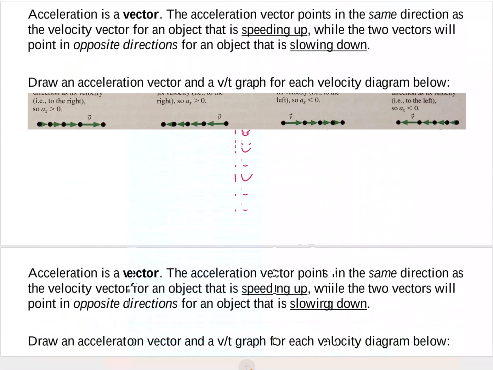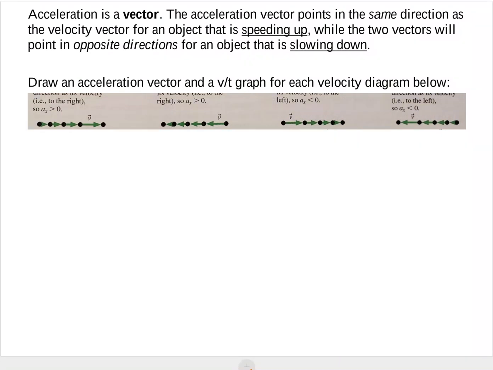So we're going to draw an acceleration vector. I'll show you the first one. We have a velocity vector being shown, and also dots being shown as time goes on. Which way is the acceleration going here? Yes, the velocity is to the right, and we see the dots getting farther and farther apart, which means we are accelerating. So we're speeding up, so the acceleration vector is to the right. And remember, when we draw vectors, we put an arrow over the top.